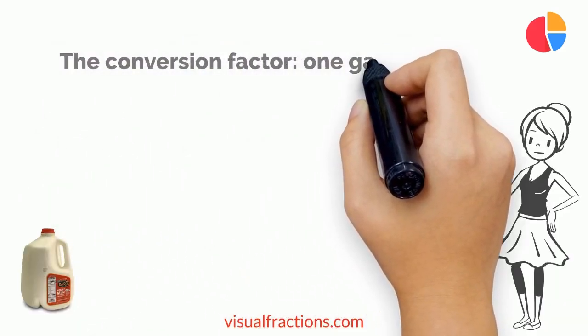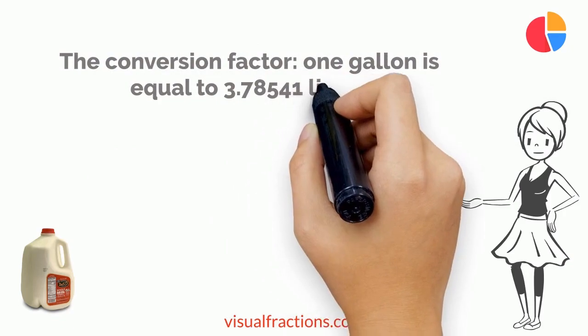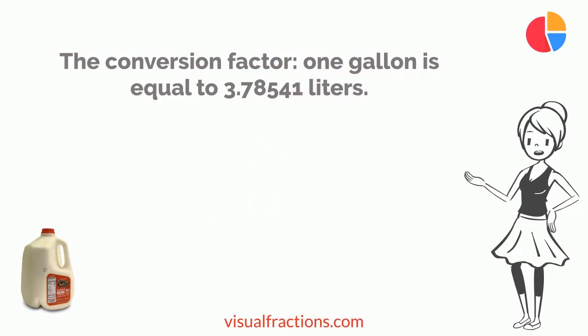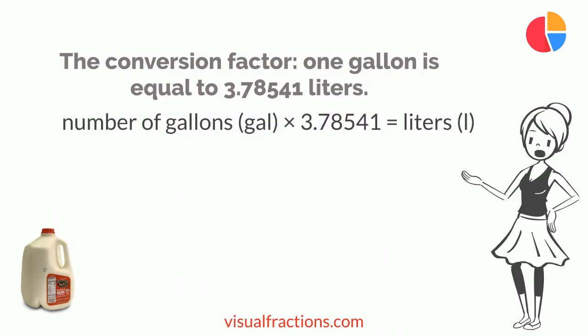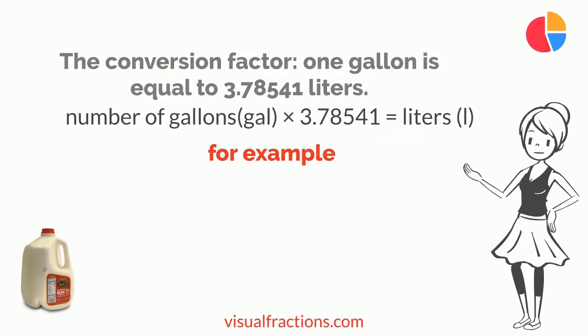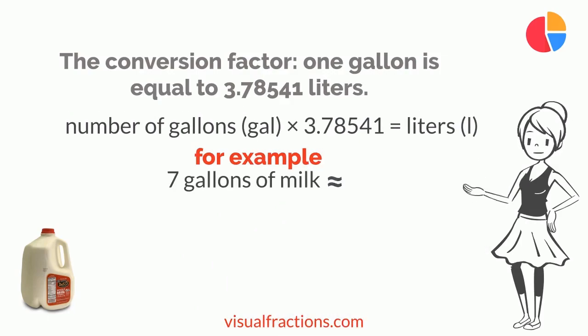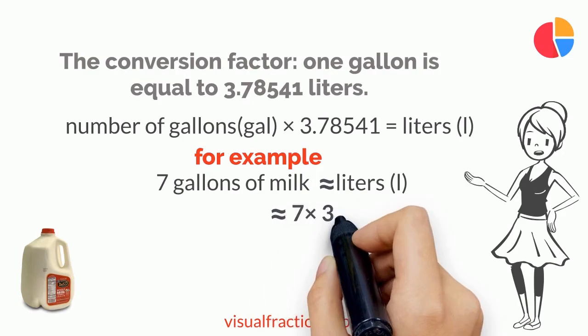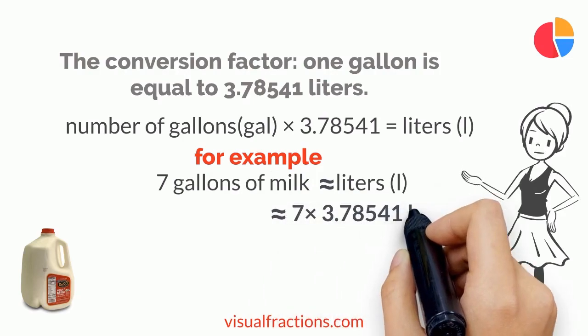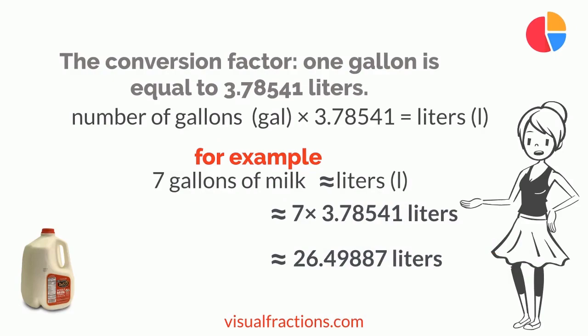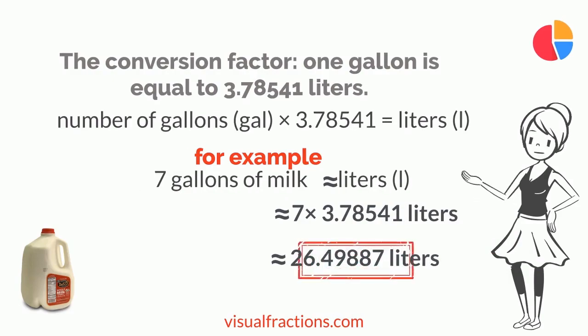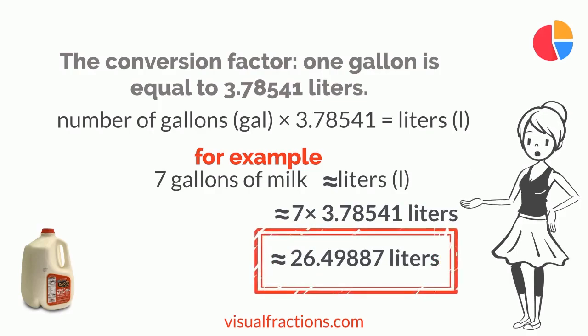1 gallon is approximately equal to 3.78541 liters. To convert gallons to liters, simply multiply the number of gallons by this conversion factor. For instance, suppose you have 7 gallons of milk to convert to liters. By multiplying 7 by 3.78541, you'll find it equals approximately 26.49887 liters.